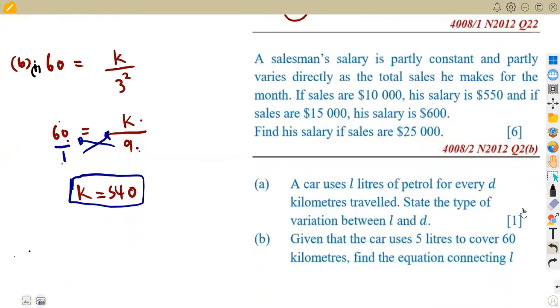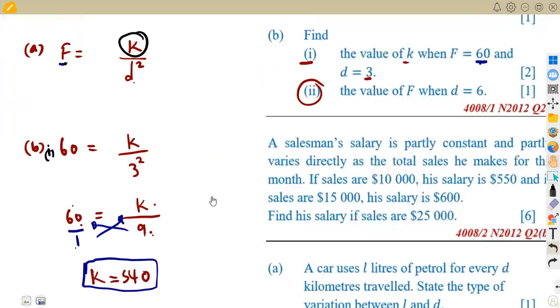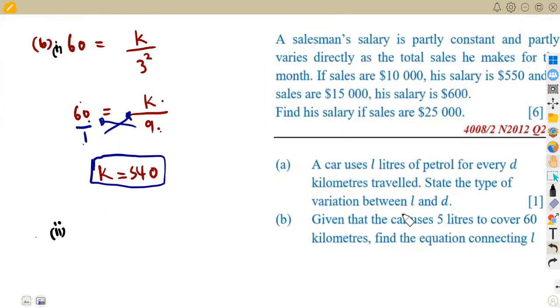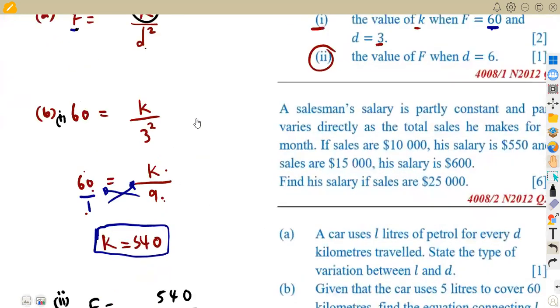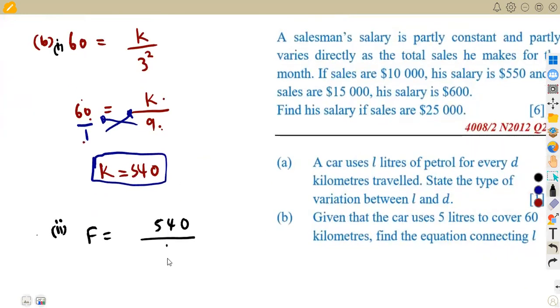So for item 2, we are going to start by substituting the value of k into our normal equation. f is equal to k, which is 540, over d squared. Remember that, over d squared. So you can find whatever from this equation. You can find d, you can find f.